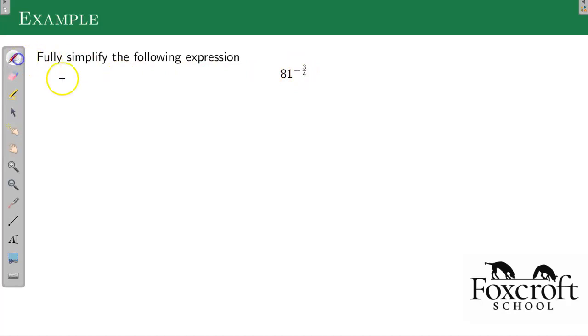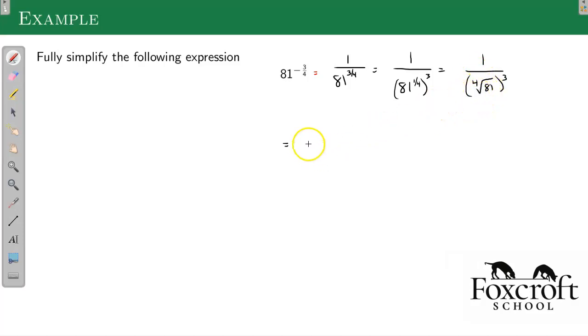So 81 to the negative 3/4. The first thing I'm going to do is fix that negative exponent by making it 1 over 81 to the 3/4. Now it's positive. I'm going to break it up into its 2 parts. Again, I typically do the fraction, 1 over 4 part, separate from the whole number part, 3. I remember that a fractional exponent is the same thing as a root. A root is trying to multiply a number by itself 4 times to get 81. 2 doesn't work, but 3 does. And then 3 cubed is 3 times 3 times 3, which is 27. So 81 to the negative 3/4 is 1 over 27.